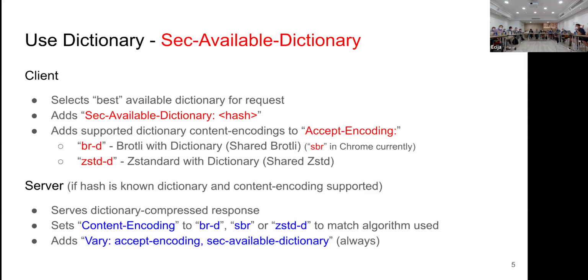If the server has a matching dictionary and supports the content encoding, it can serve the content compressed using the dictionary. The Content-Encoding response header must be the used compression scheme. And it is very important to add Accept-Encoding and Sec-Available-Dictionary in the Vary header to avoid cache collision.